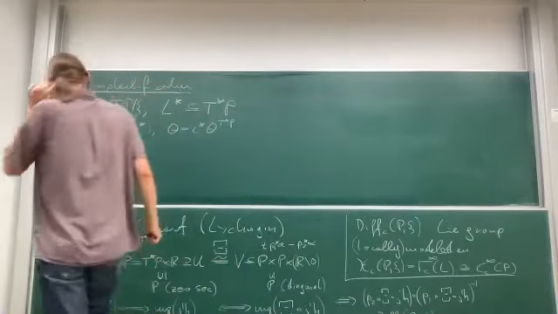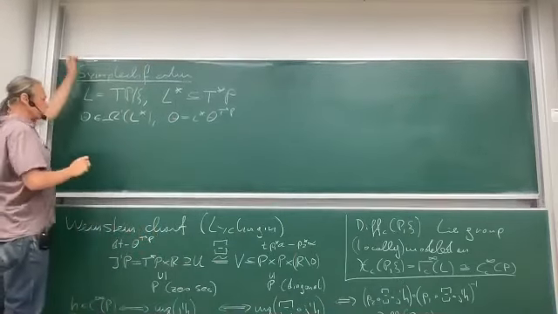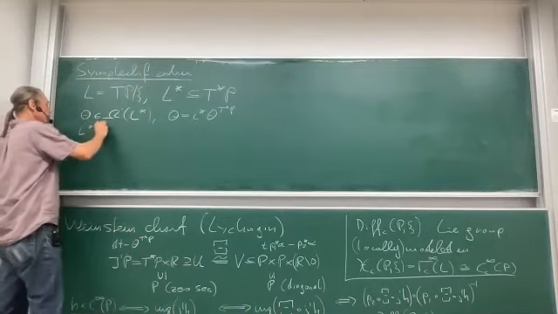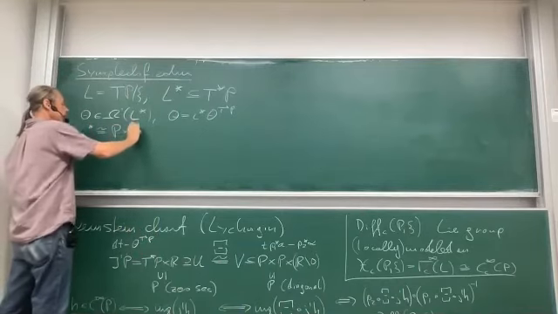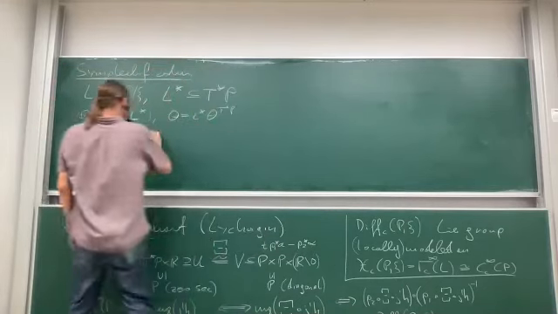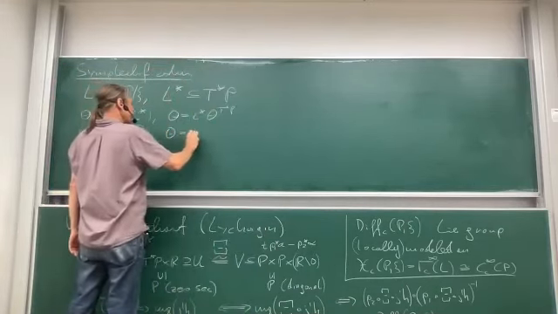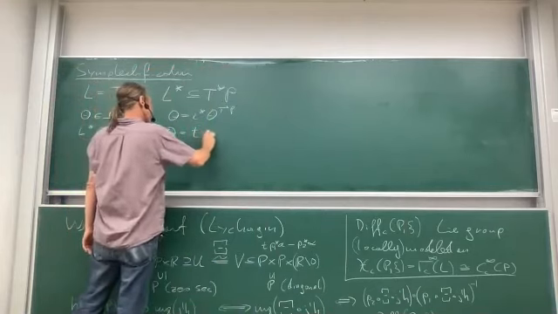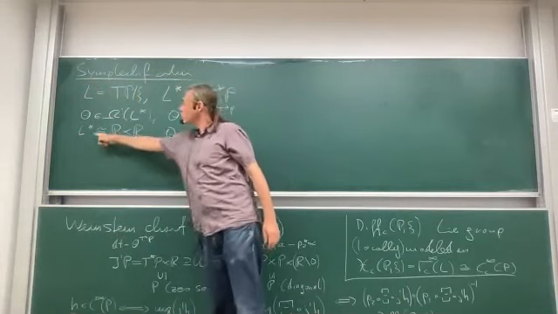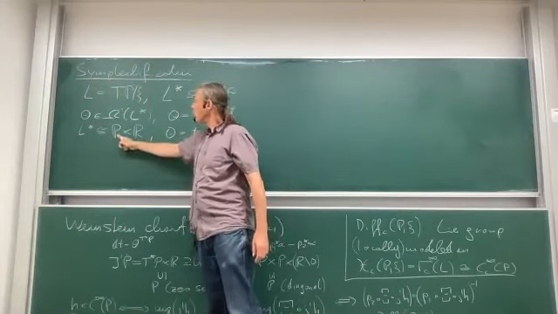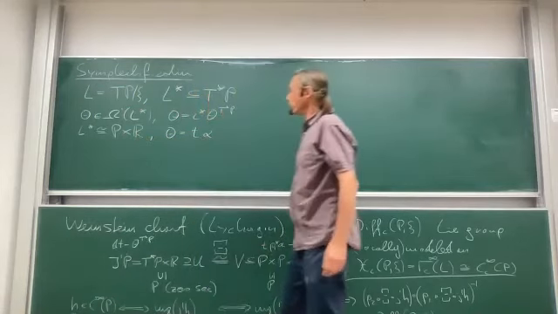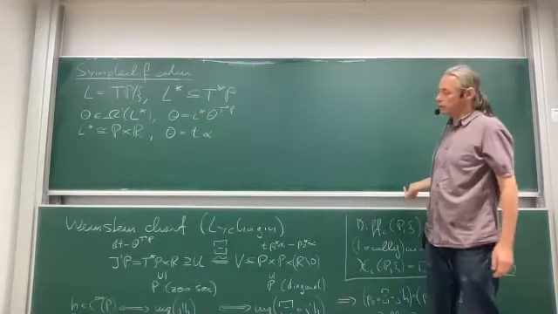If you prefer using the contact form, then you can use the contact form to trivialize this line bundle L star. And in this trivialization, theta will just be t times alpha. Alpha, the contact form of P, that's being used to trivialize here, pulled back, of course, and t is the projection onto the second factor.